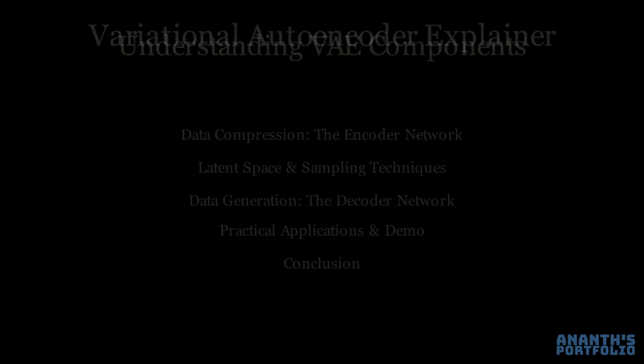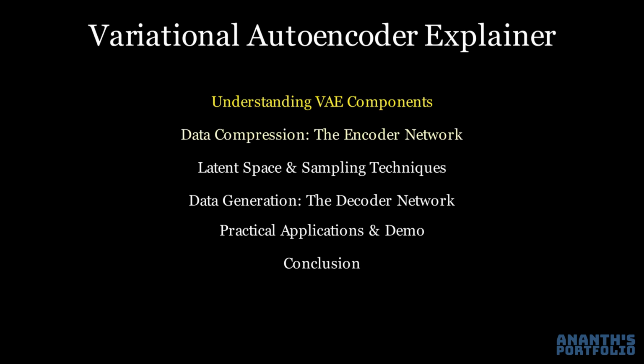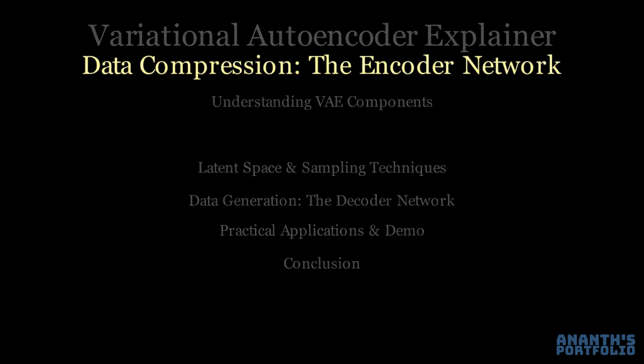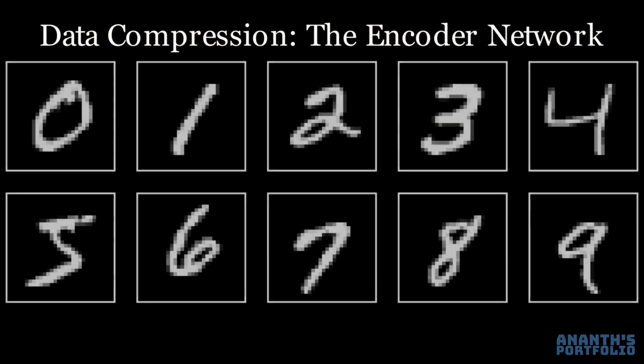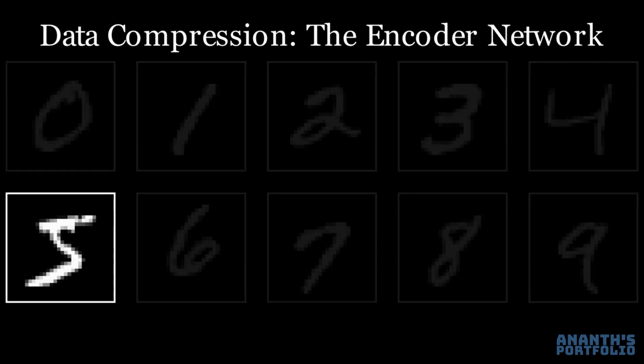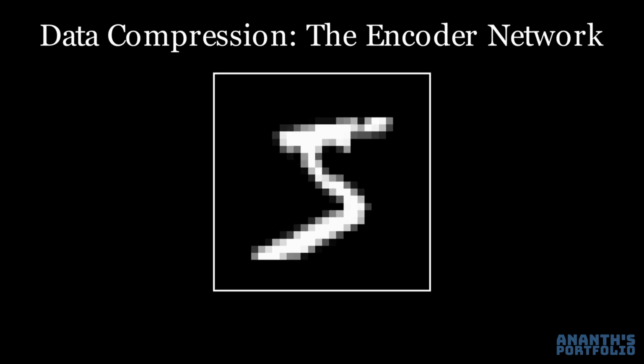We've seen how these elements work together to compress data into a meaningful representation and reconstruct it with creative flexibility. Now, let's follow the fascinating journey of how a single data point transforms through the network. We'll start with the encoder network, which performs the crucial task of data compression. Let's take a practical example using the MNIST dataset of handwritten digits. Imagine we have a single handwritten digit 5 that we want to process with a VAE.